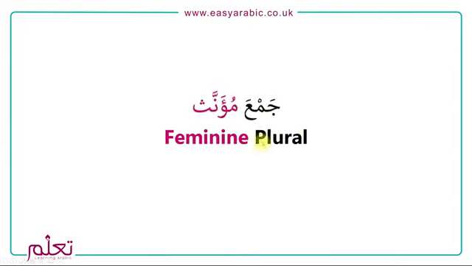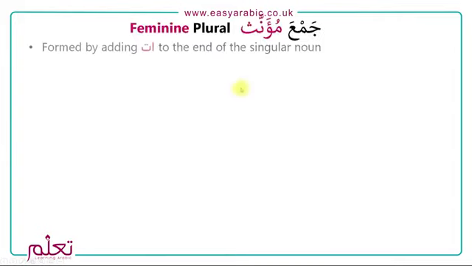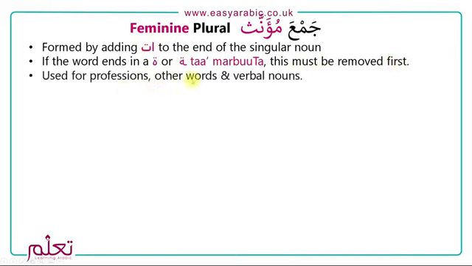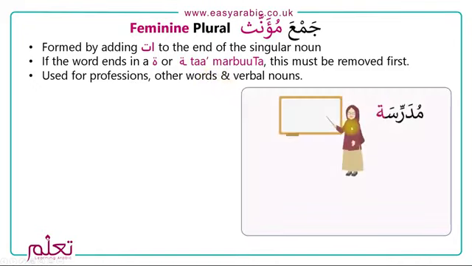So Jama Mu'annath, we form by adding the alif ta to the end of the singular noun. And like I mentioned before, if the word ends in a ta marbuta, then this must first be removed before you can add the alif ta to the end. Again, it's used for professions and other words as well. So let's look at the first one. We have mudarrisa, which is a teacher.